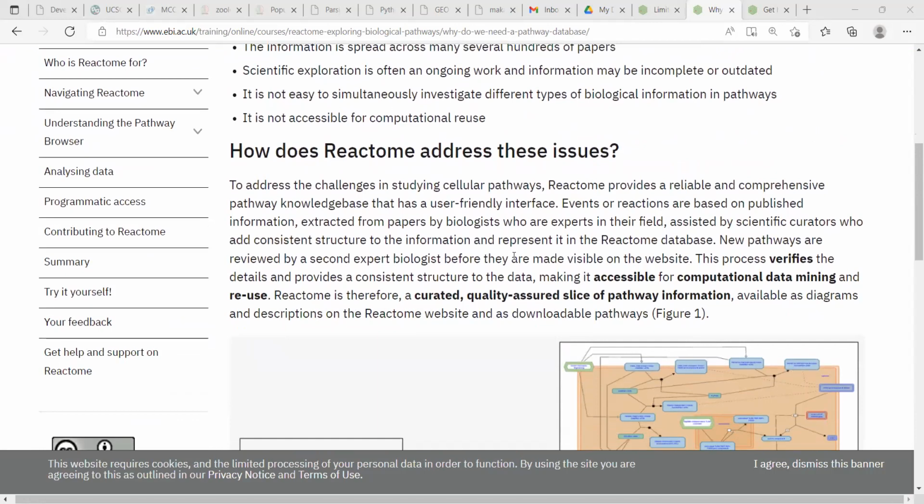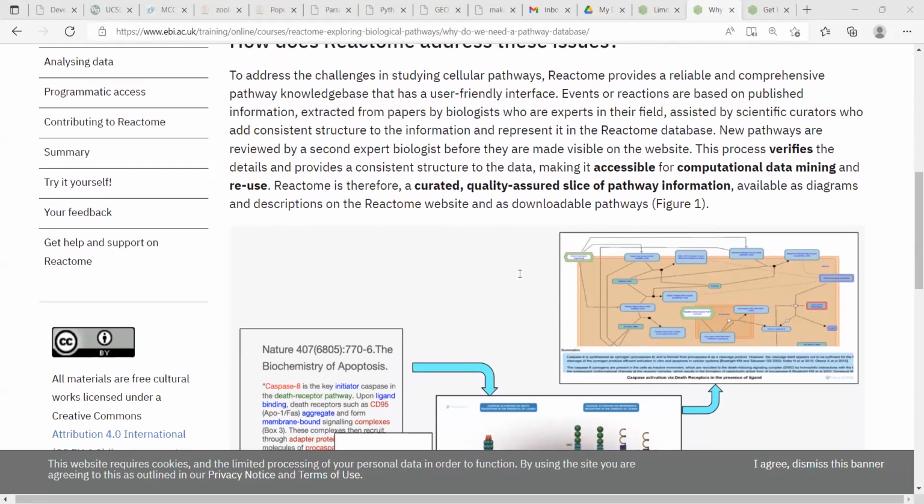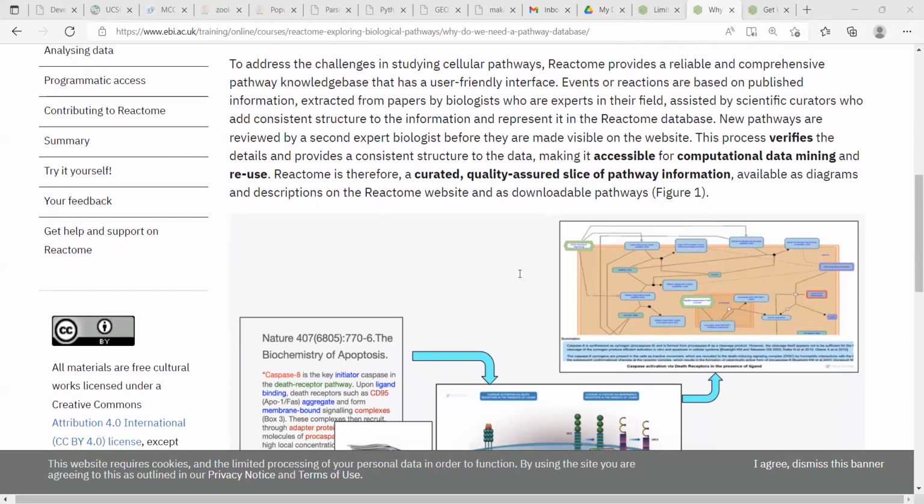So Reactome can help in this regard. This is based on computational data mining, and this kind of data can be reused. So it is a curated, quality-assured slice of pathway information. This can be visualized as a diagram, and you can download these pathways also as a figure.